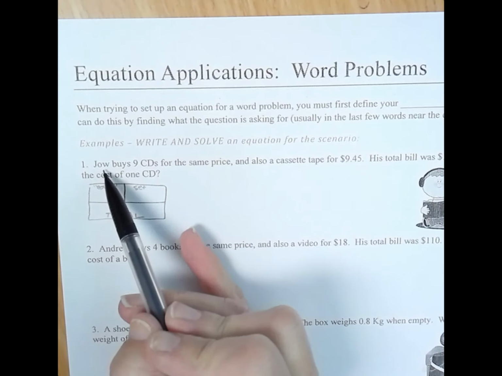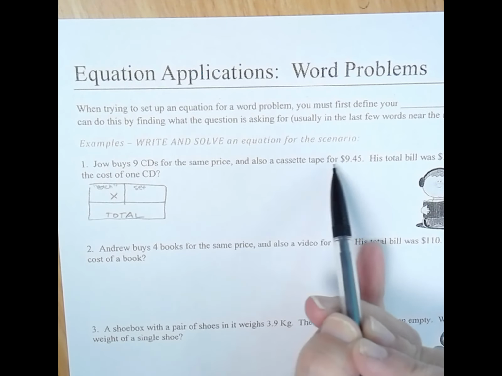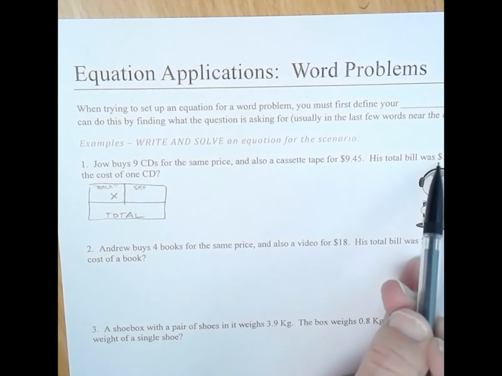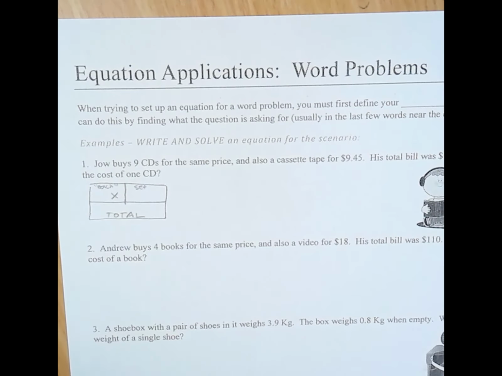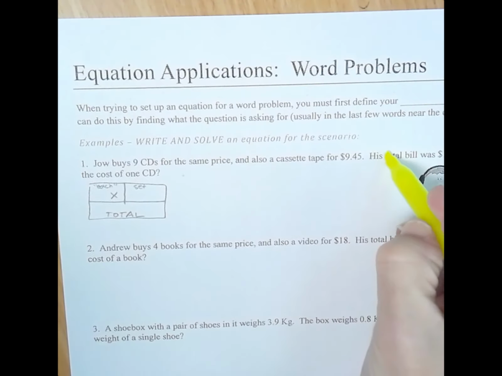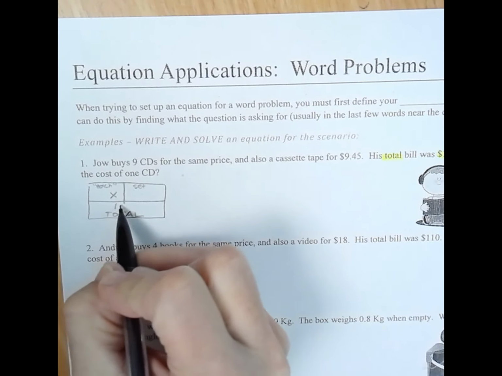So let's look at this. Jao buys 9 CDs for the same price and also a cassette tape for $9.45. His total bill was $118.89. All right, so again, looking for the word total, $118.89, so that's going to be here.